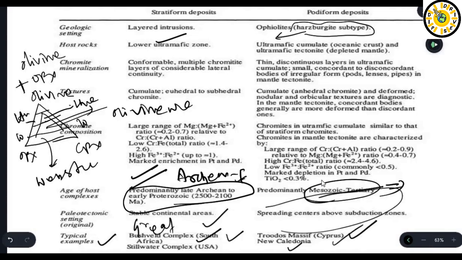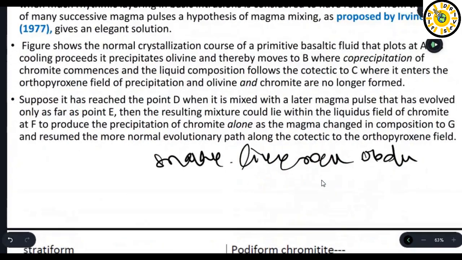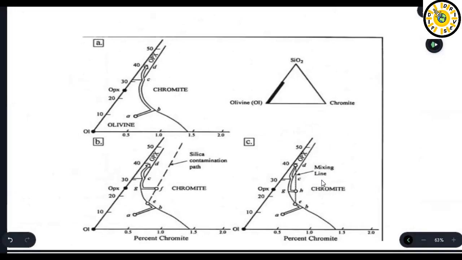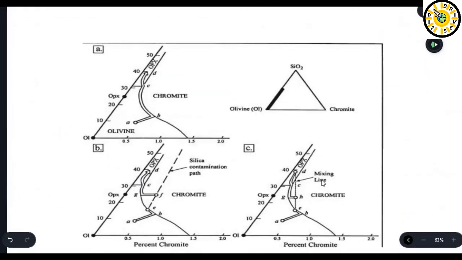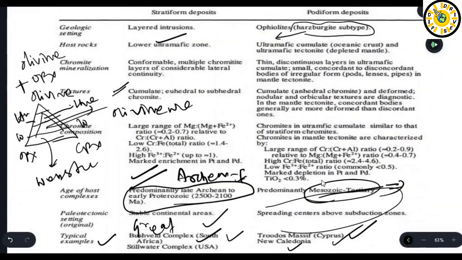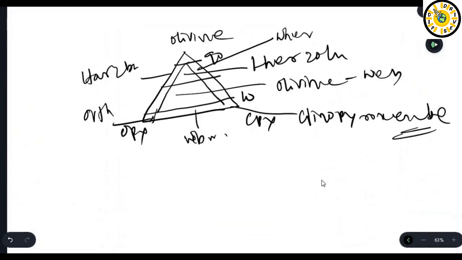And the texture associated is the cumulate texture, like cumulus. What do you mean by cumulus? Igneous पे पढ़े थे, cumulus texture. बताओ, igneous पे पढ़े थे ना. What do you mean by cumulus texture? क्या?